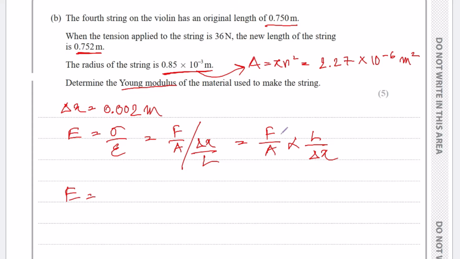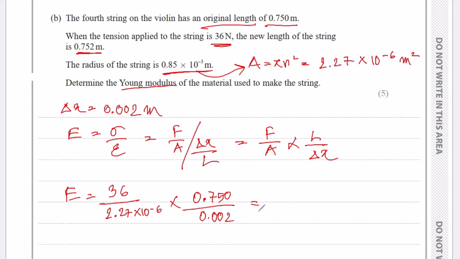So E equals F. You know the value of F is 36. So 36 divided by the area you just found out, 2.27 times 10 to the power minus 6, times original length, which is 0.750, divided by the extension. The very first thing that you had found out was 0.002. Again, my request to all of you, take your calculator, put in the values, and match with my answer.